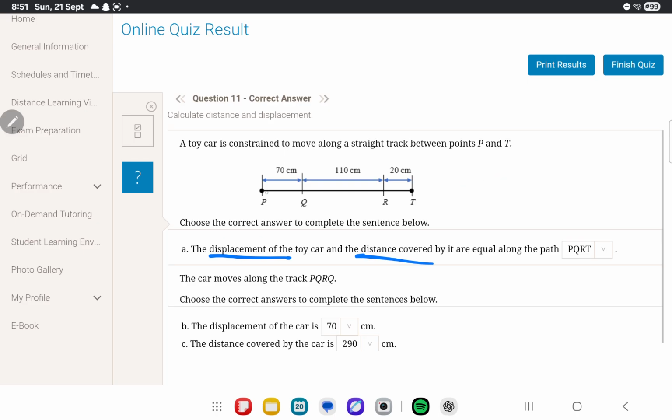Which in our case is PQRT, right? It moved only in one direction. It went from P to Q, then Q to R, then R to T, right? It only went one direction and did not go back at all. So that's when they are equal.